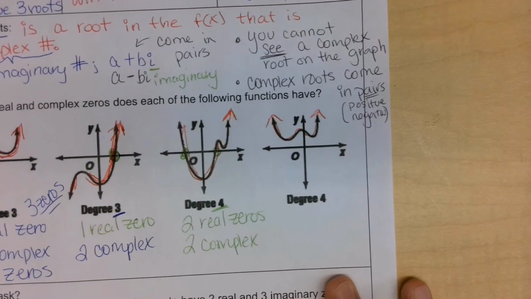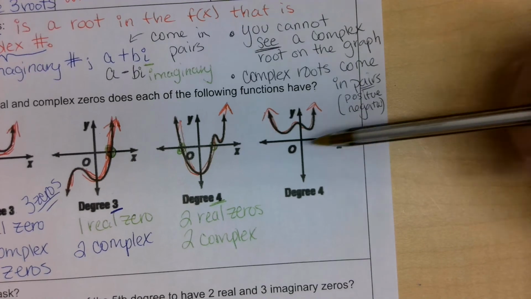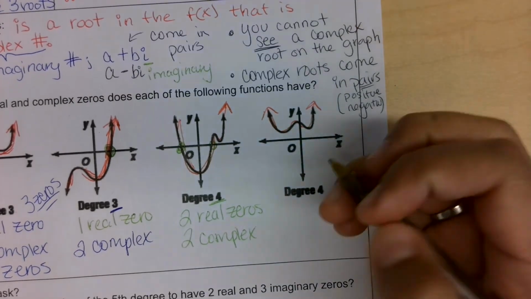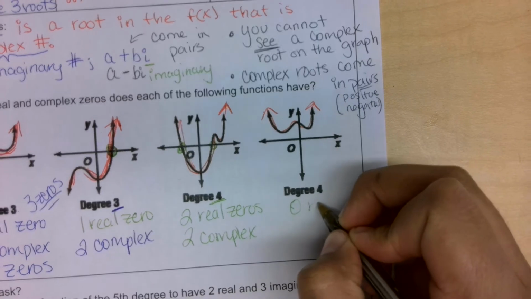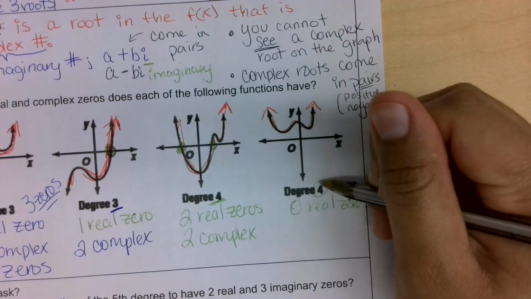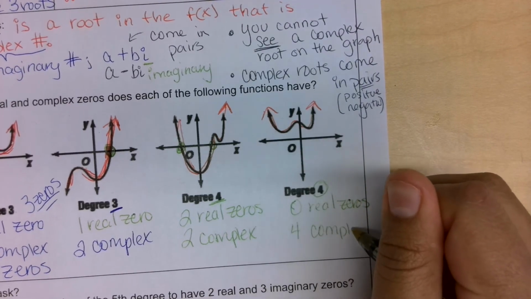All right, go ahead and try the last one. How many times does this graph cross the x-axis? 0 times, so it has 0 real zeros. And if it has a degree of 4, that means it must have 4 complex, like that.